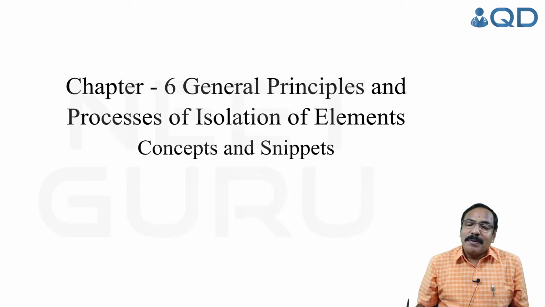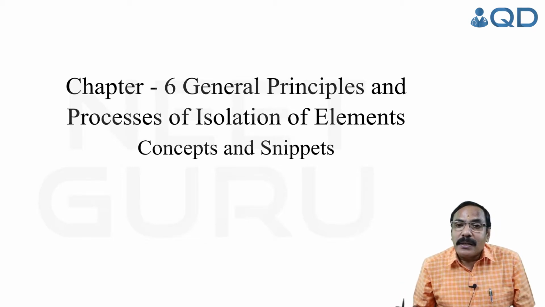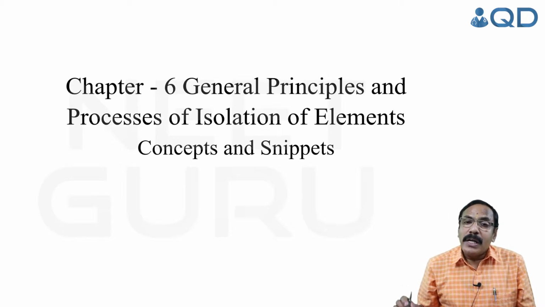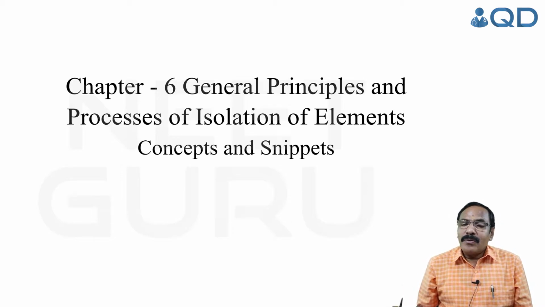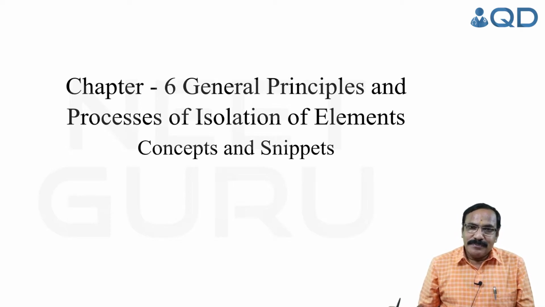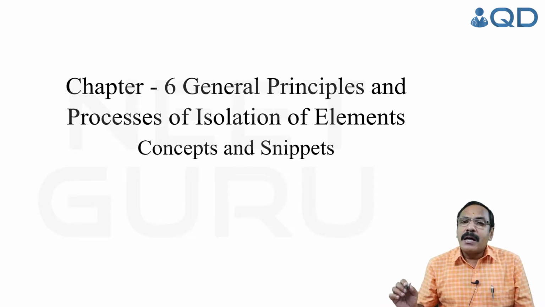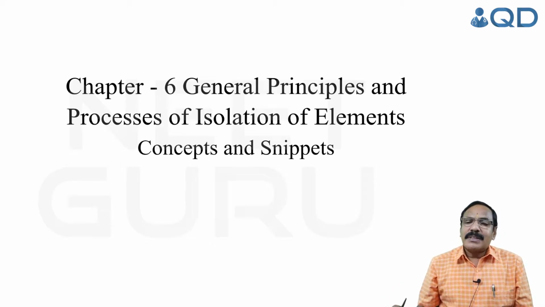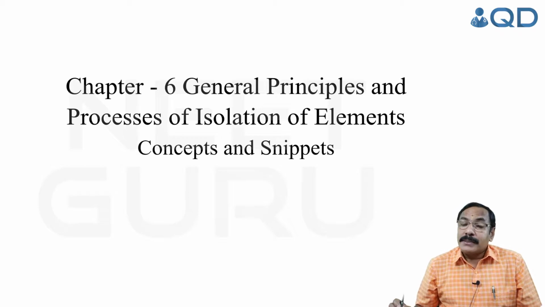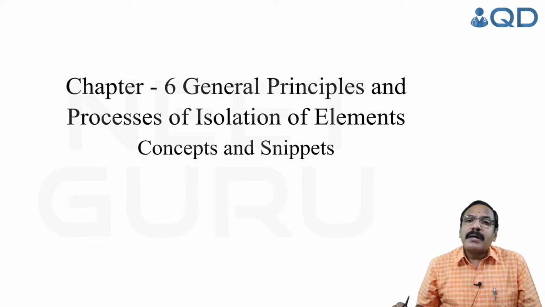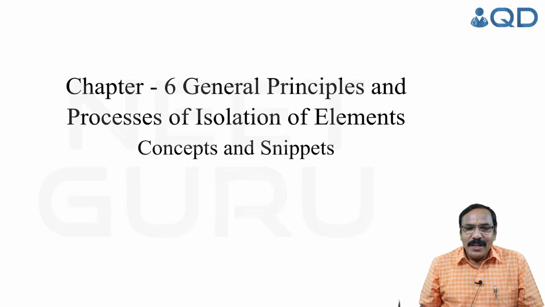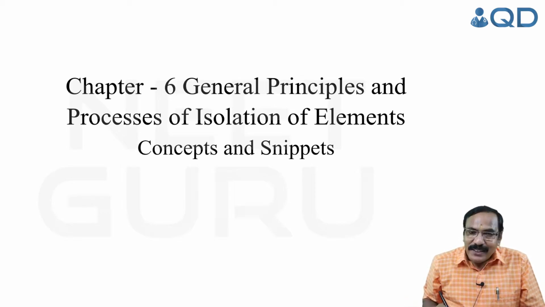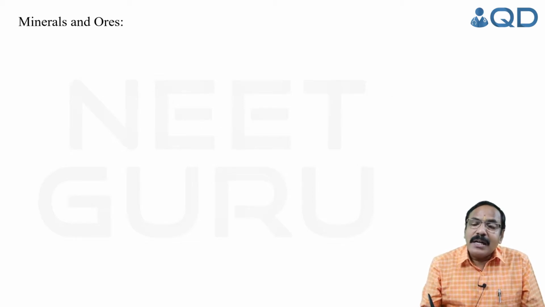In this chapter, we are going to discuss how metals are extracted from their naturally occurring compounds. Except gold and platinum, which are found in their free or uncombined state, almost all metals are found in their combined state. And some elements are so rare, they are artificially made. So, let us discuss common terms used in metallurgy, that is minerals and ores.